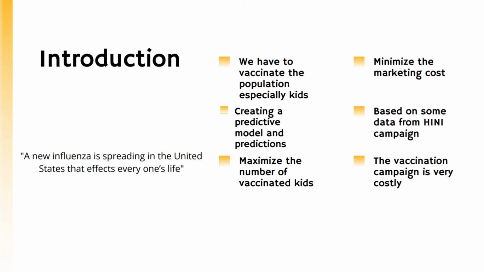The construction of our model is going to be based on some data that we get from a random selection among kids from a similar and previous campaign which was about H1N1. Since the marketing campaign is very costly, we need to minimize the number of invitations and at the same time maximize the impact. To do so, we must select the right variables in our database in order to target the group of people who are the most likely to accept the invitation.